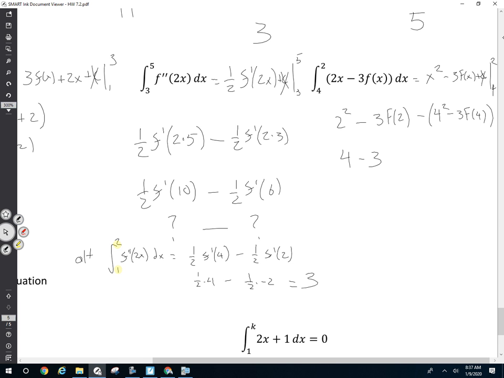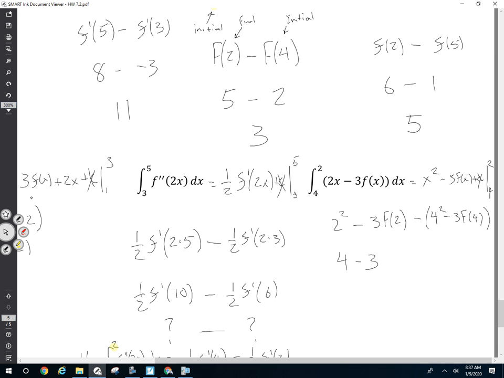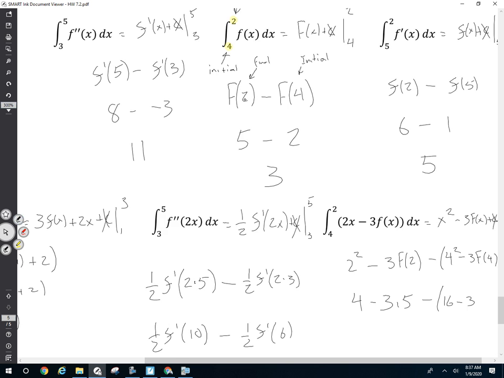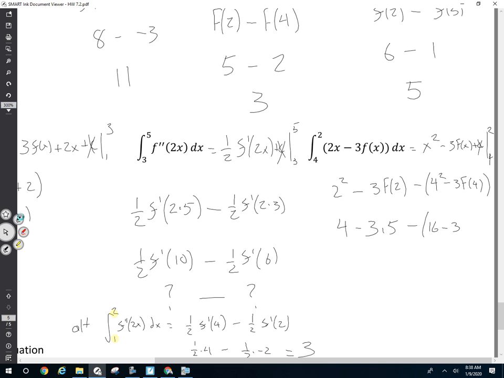4 minus 3 times big F of 2. Big F of 2 is 5. Minus 16 minus 3 big F of 4. Big F of 4 is 2. Let's see, I got 4 minus 15 minus 10. So negative 25 plus 4, negative 21.